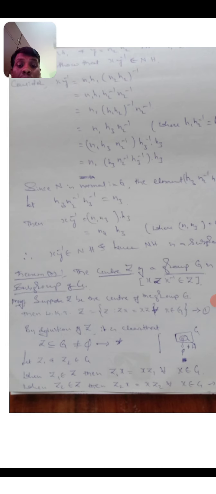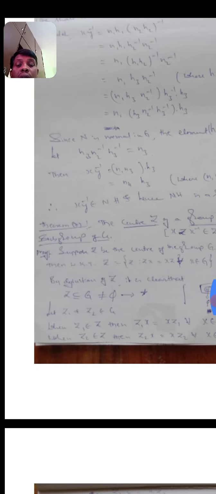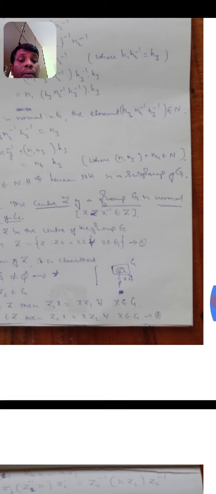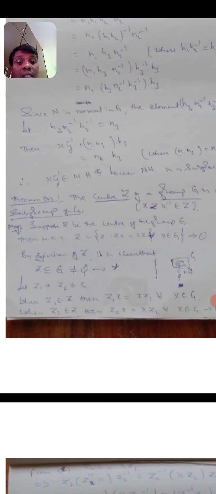Next, the seventh theorem. The statement says the center Z of a group G is a normal subgroup of G. G is a group and Z is the center of the group. We have to prove the center Z is a normal subgroup of G.